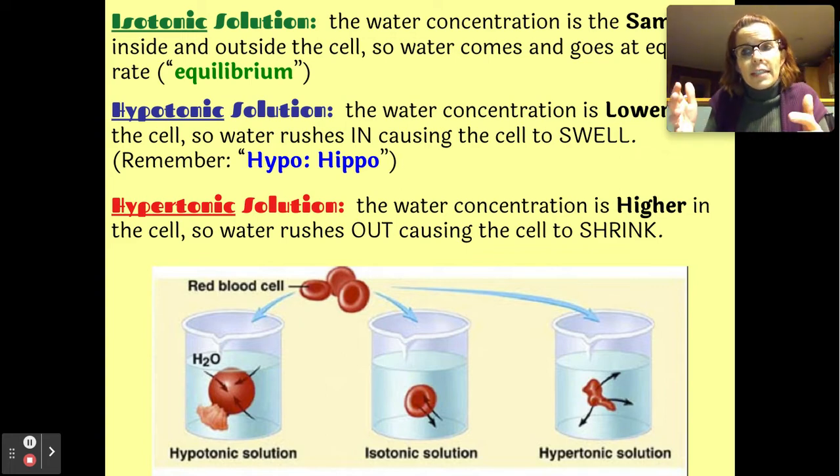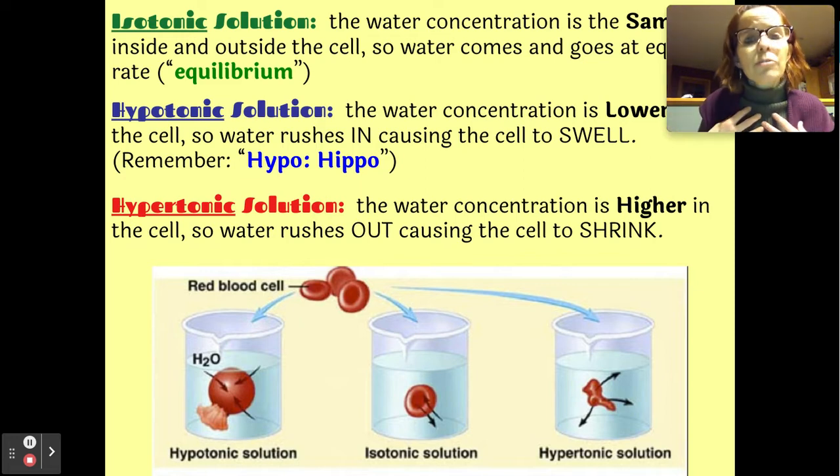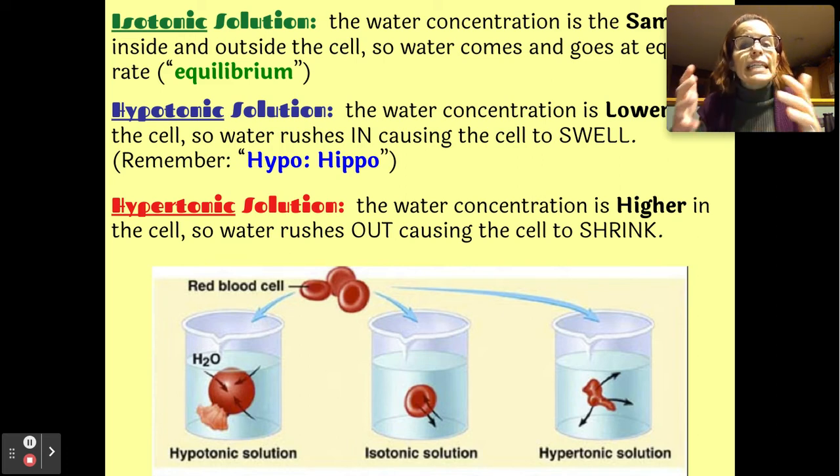And let me give you percent so it makes sense. I said earlier that the cell normally has 95% water on the inside. So imagine the cell is 95% water. Let's just pretend salt water is 10% salt. That means it's 90% water. So it's 95% water inside and only 90% water on the outside. The water is going to go from where it's more concentrated inside at 95%, and it's going to leave to go where it's less concentrated outside, which is 90%.